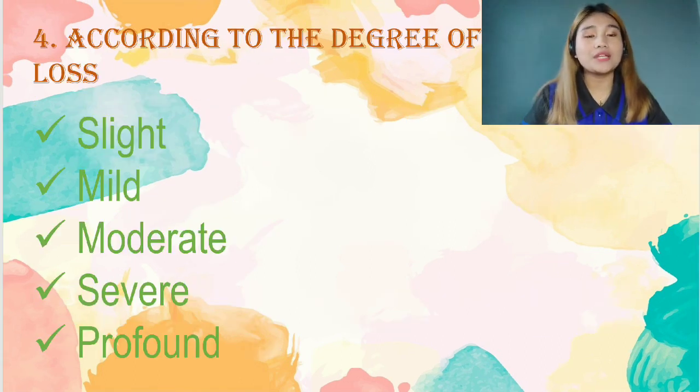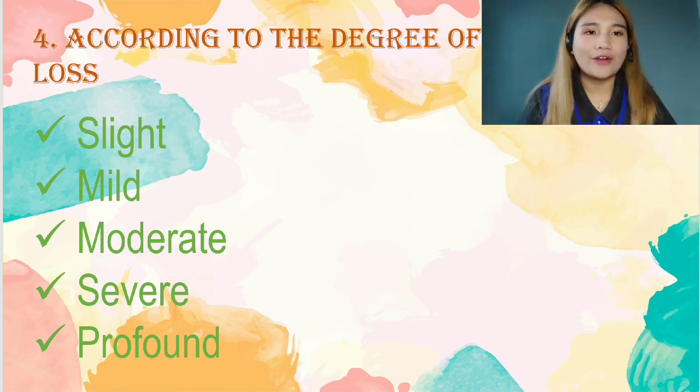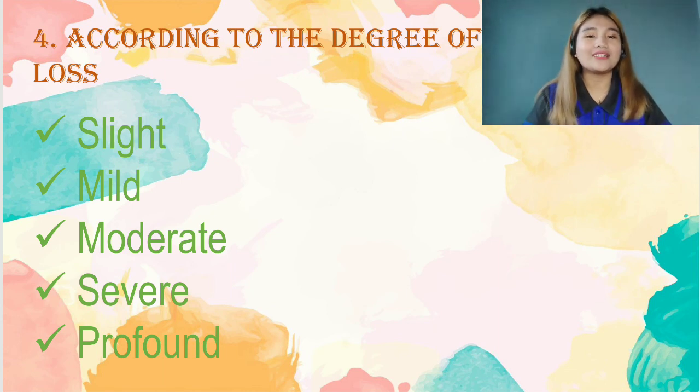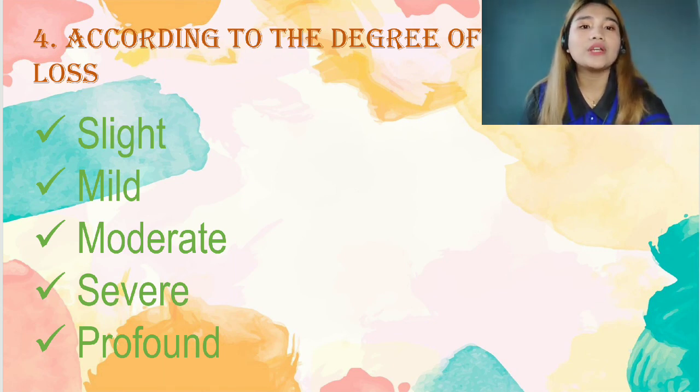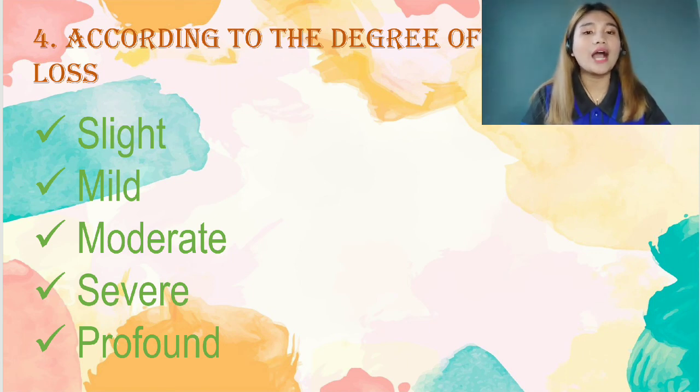For the number 4 is according to the degree of hearing loss: slight, mild, moderate, severe, or profound. According to the degree of hearing loss, you may find out that your hearing loss is more severe. This description is referred to as the degree of hearing loss. It is based on how loud sounds need to be for you to hear them. Decibels describe loudness.